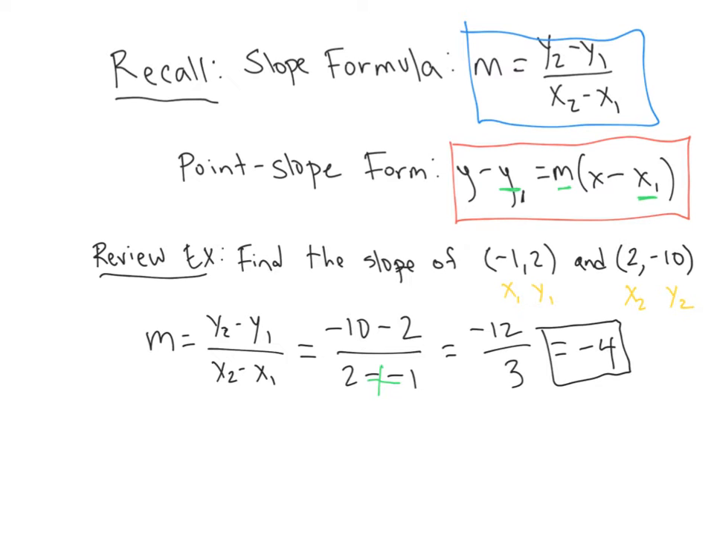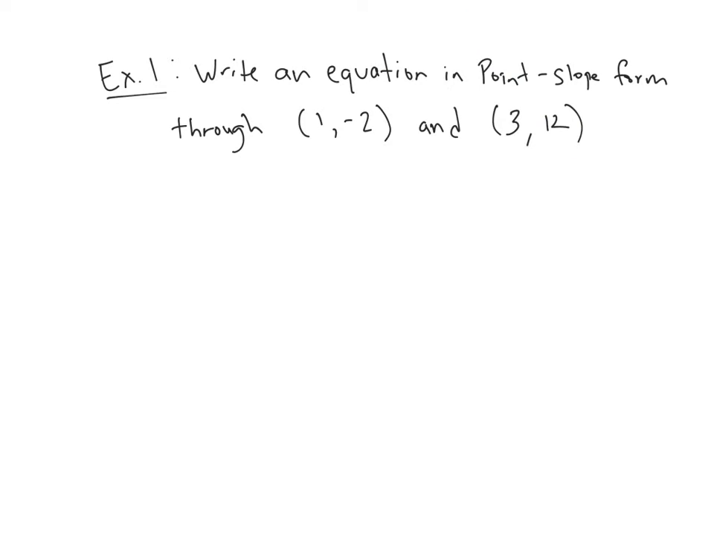On each problem today, we're going to have 3 examples. On each one, we're going to have to find the slope between the 2 points first, just like we did in the review example. And then we'll use that slope along with one of the points to plug into point slope form for our equation of the line. All right, it's time to try our first example for today, a new example.